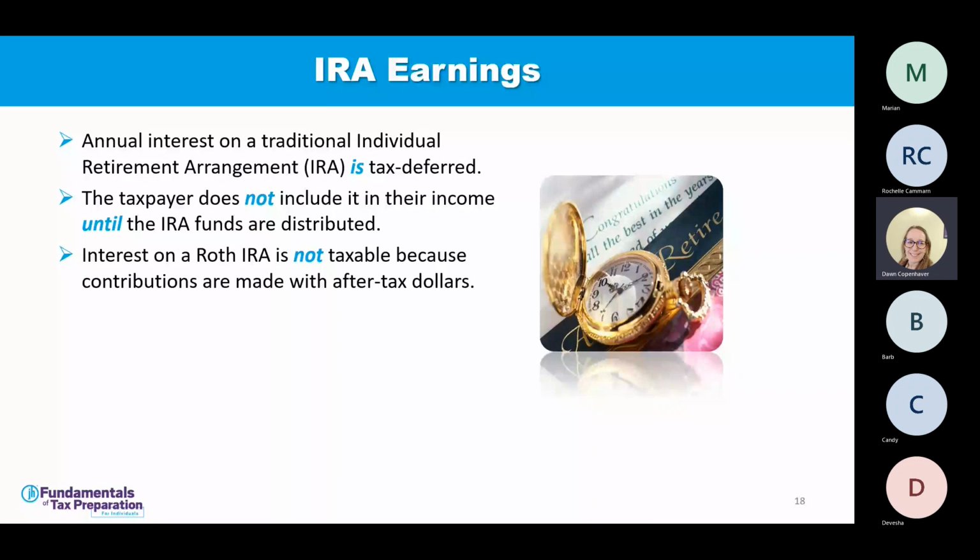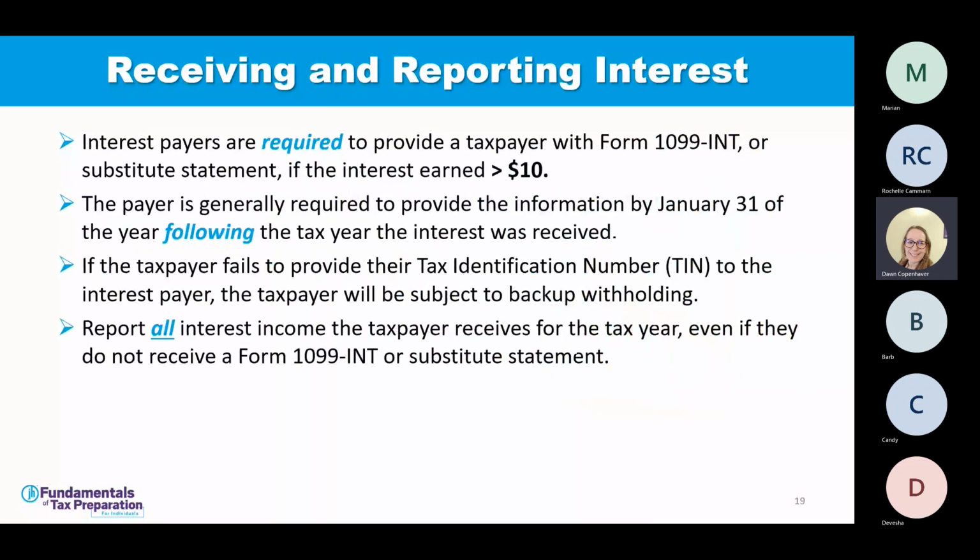Okay, so I already mentioned that when you have interest income, it's reported to you on Form 1099 INT or a substitute statement. And again, they have to send that to you if you have interest greater than $10. But how they send it to you may not mean you're getting it in the mail. It could come to you electronically. They are required to send that out to you by January 31st of the following year.